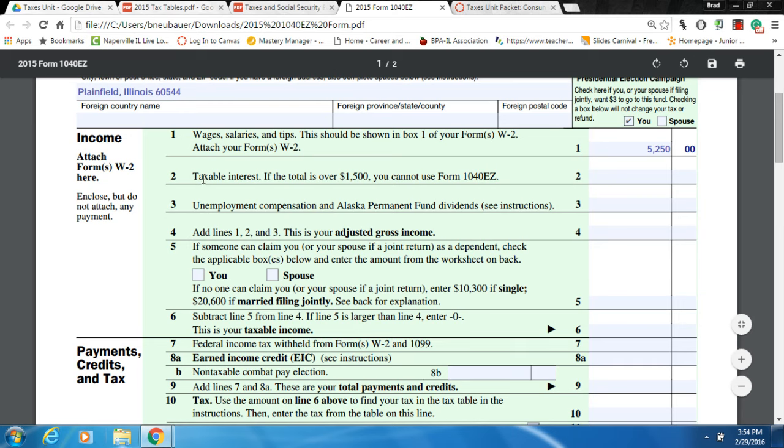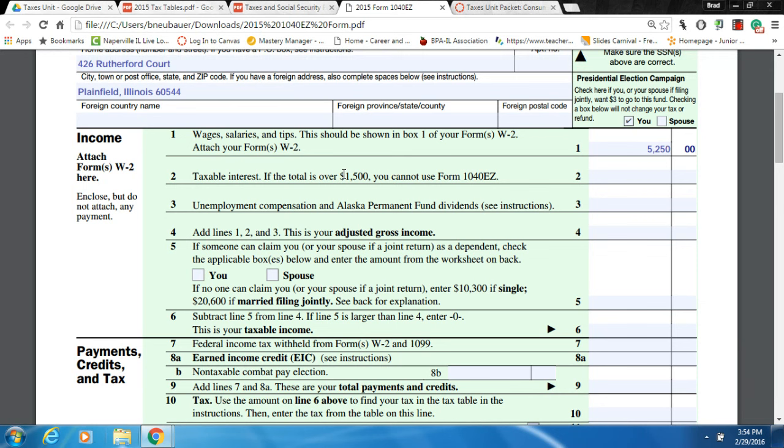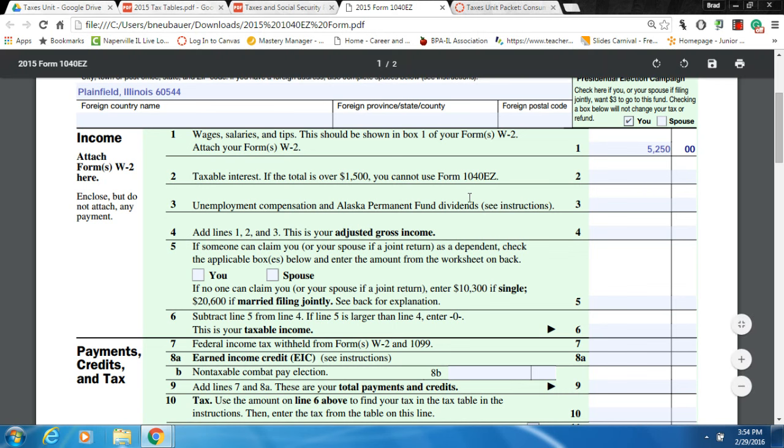It says taxable interest. If the total is over $1,500, you cannot use Form 1040-EZ. So if you make more than $1,500 in interest income, basically money that you have sitting in your account at the bank, for example, you can't use this form. You'd have to use the 1040A or just the general 1040 form.